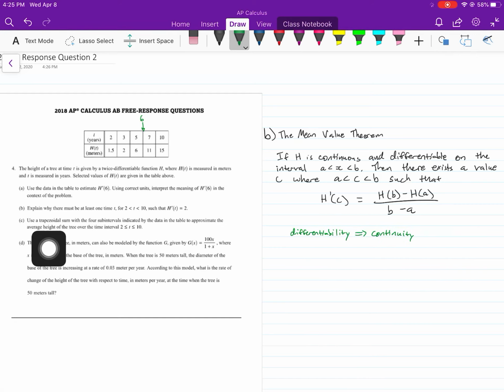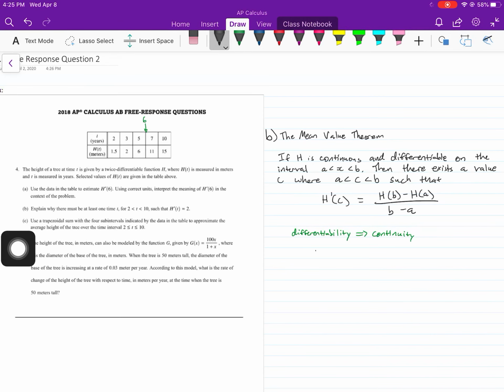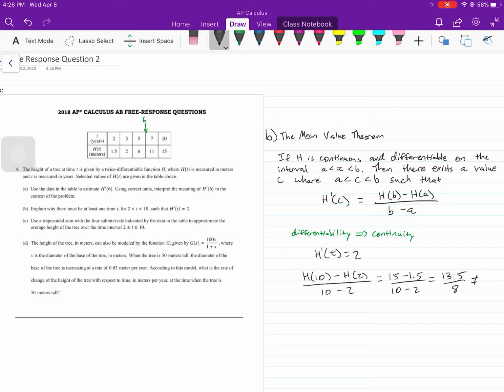So now we need to see, does it ever equal? We're going to need to actually answer the question now. Does h prime of t equal 2? We need to find an interval where the slope is 2. I'm going to start with 2 to 10. Why don't we just start with that? So h of 10 minus h of 2 over 10 minus 2 is going to be 15 minus 1.5 over 10 minus 2, which is going to be 13.5 over 8. That's not equal to 2. So that doesn't work. So we need to find an interval here.